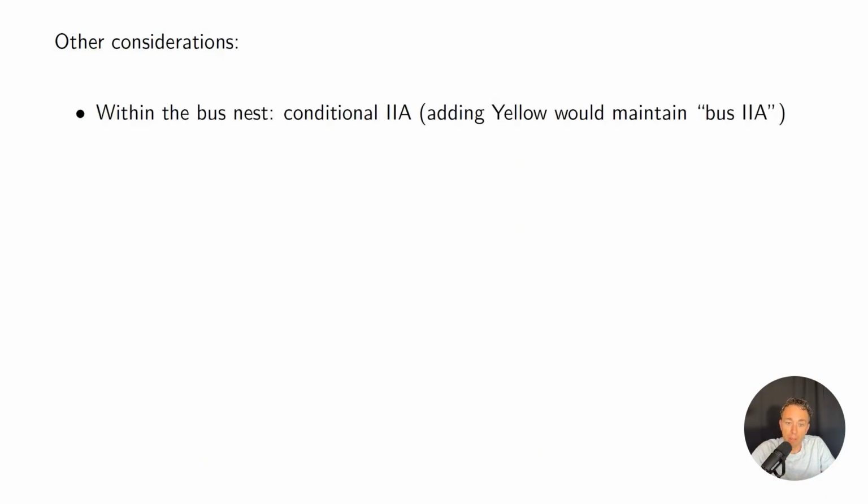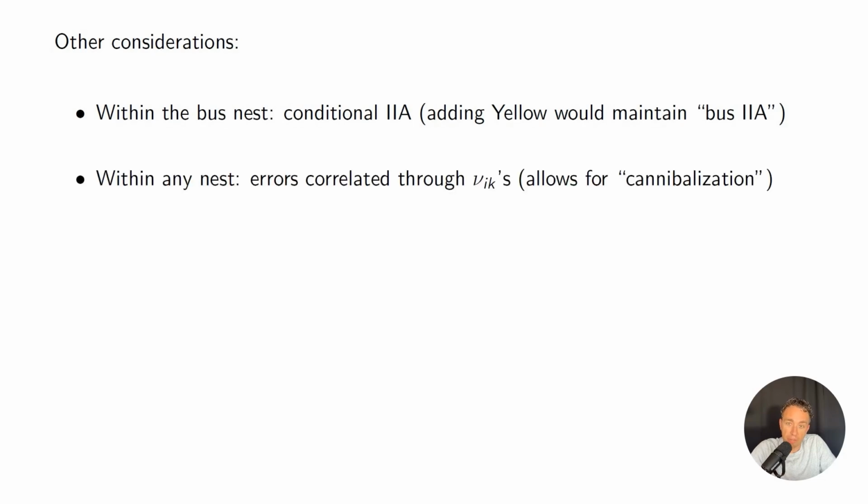Some other things to keep in mind about this nested logit error structure. Within the bus nest, we have IIA. I had said that in a prior video, but it's worth revisiting. If we added a yellow bus to the bus nest, then each of the buses would be IIA among each other. And we also have within any nest that these nus are going to have correlation. They're going to induce correlation among the alternatives. So this is precisely what allows for the cannibalization of similar products.